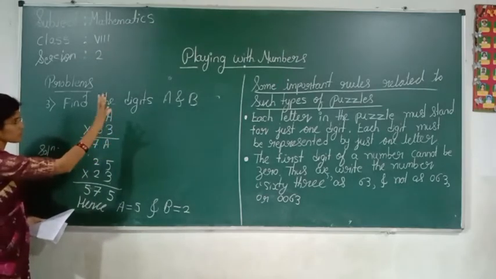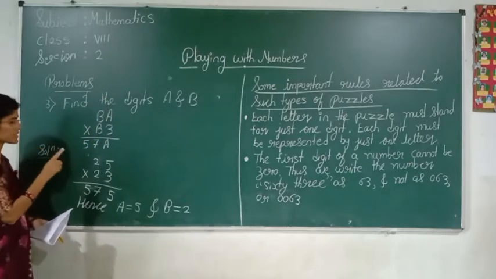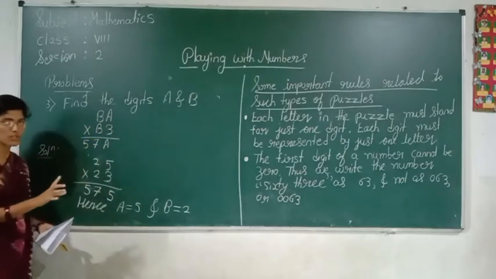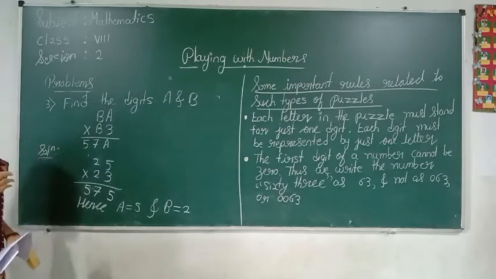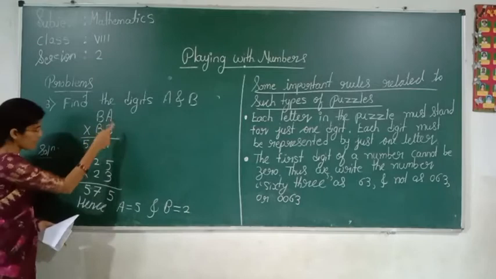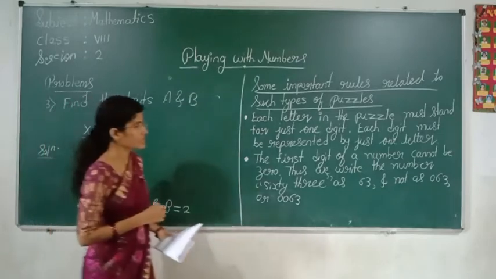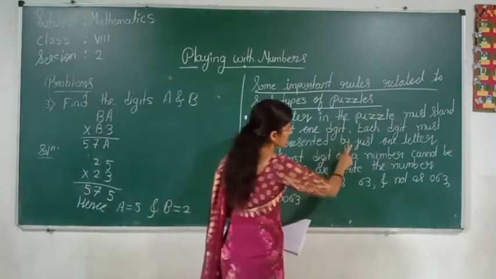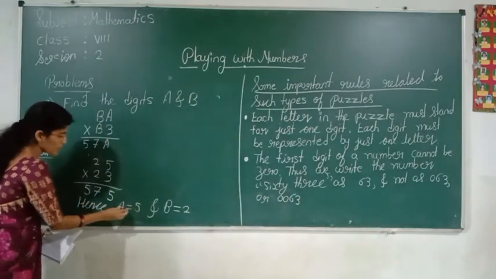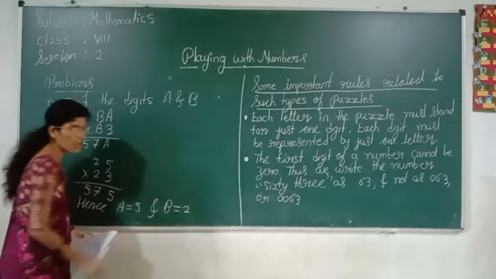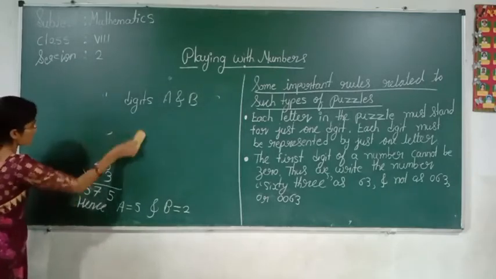What is the first rule? Each letter we have to represent by one digit only, and each letter should have a unique digit. Here A value is 5, B value is 2. Here it can't be the same. The first rule tells us that each digit must be represented by just one letter. Here A is equal to 5, B is equal to 2. It can't be the same. Okay.